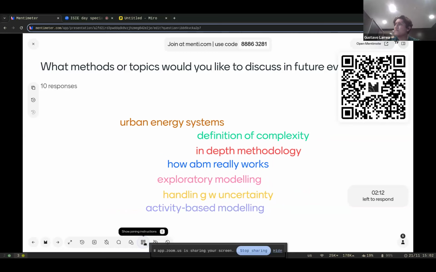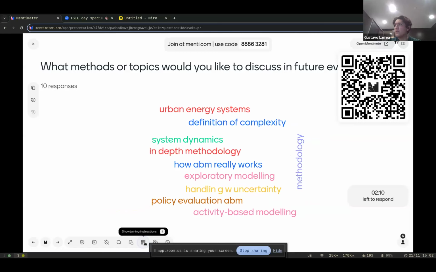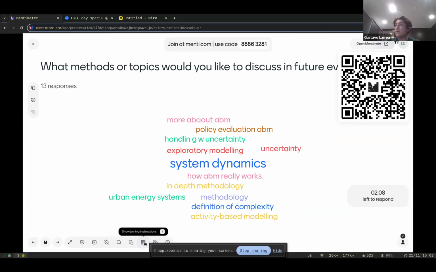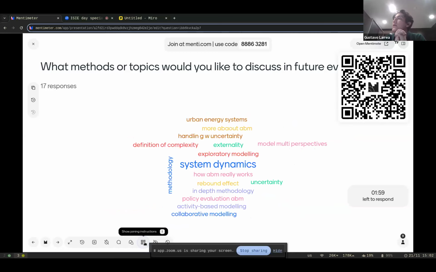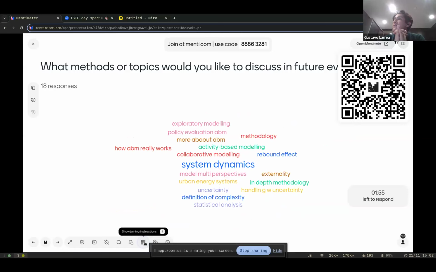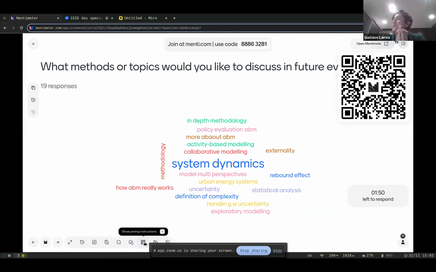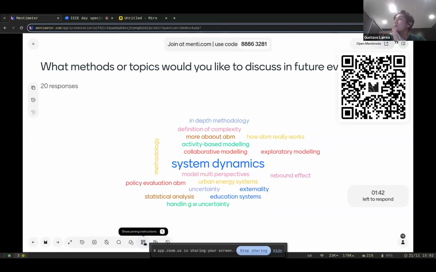Demystifying ABM. Definition of urban systems, urban energy systems, okay. It's more topic-oriented. Activity-based modeling, aha, I've seen that on mobility. Activity-based modeling, collaborative modeling, rebound effect, very interesting. Externalities, more about ABM, yes. Rebound effect, very important topic in LCA. Model multi-perspectives, statistical analysis. Okay, that's interesting.